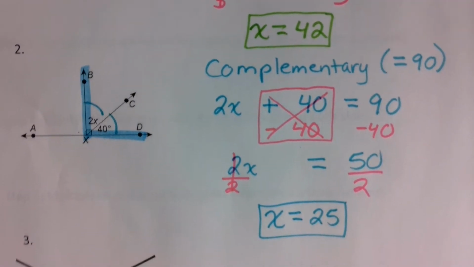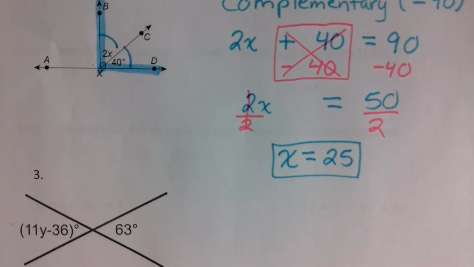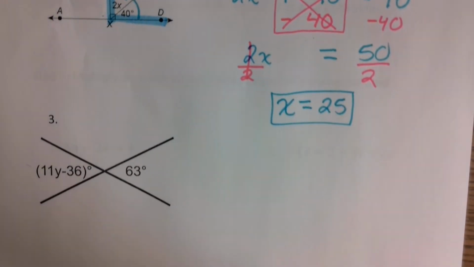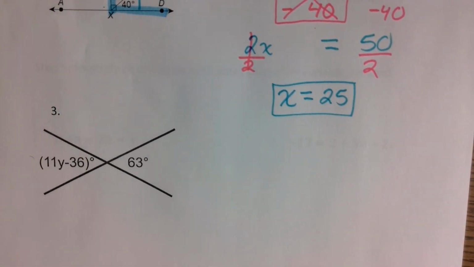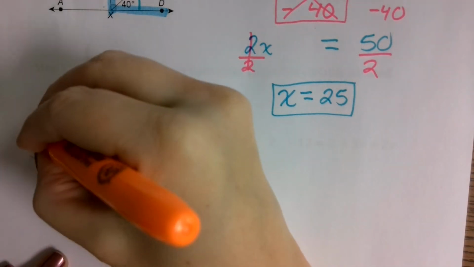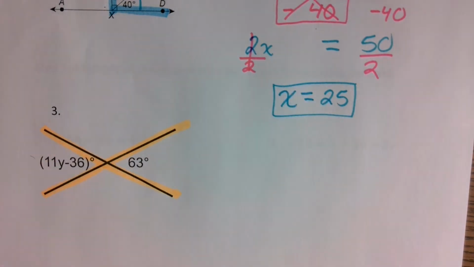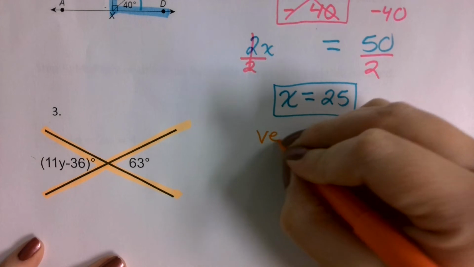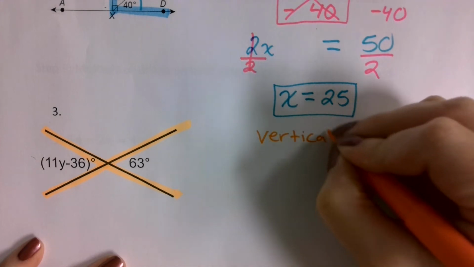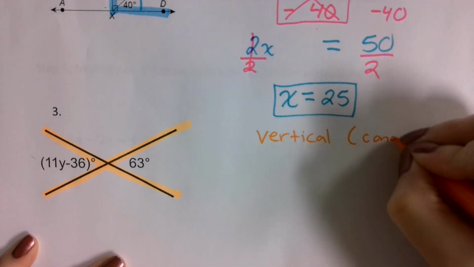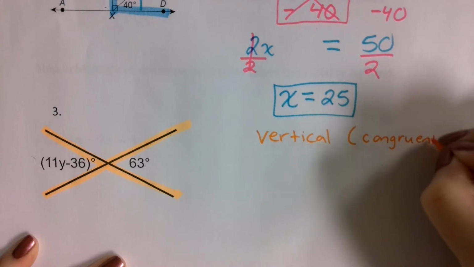X is going to be equal to 25 here. All right, for this last one, number 3, what relationship is that when we have intersecting lines like this? Vertical. When they are intersecting lines and they are directly across from each other, those are called vertical angles. And remember, vertical angles are equal. They are congruent. They are equal in their measurements.